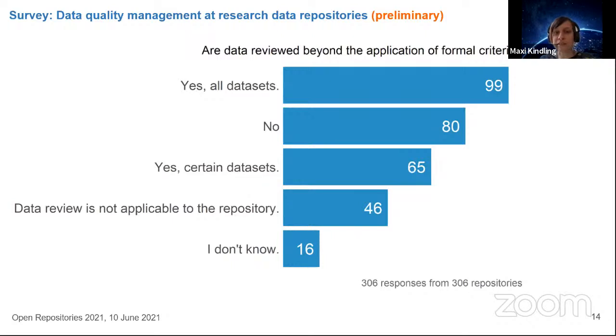99 repositories stated that all data sets are reviewed. 65 indicated that certain data sets are reviewed. So all in all, this means we have more than a half of the participating repositories that offer some kind of data review, which we found to be quite interesting.